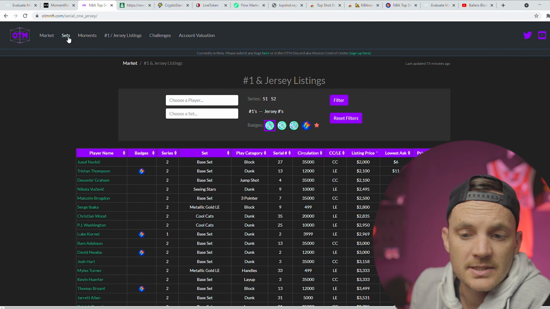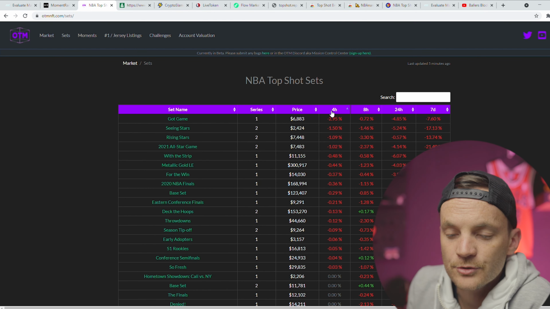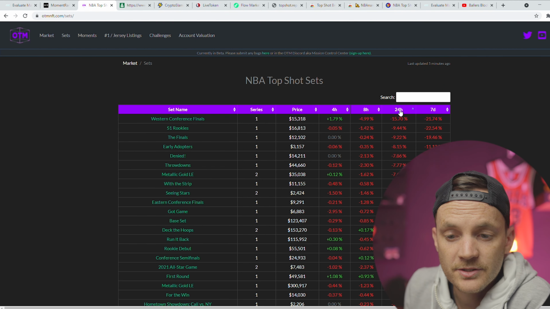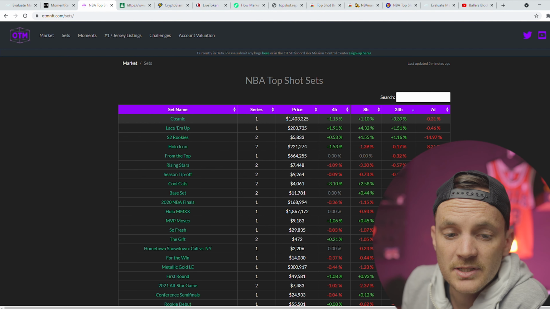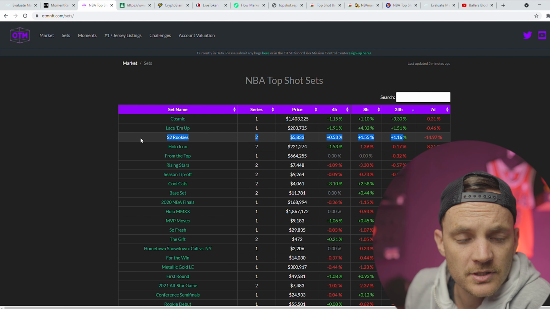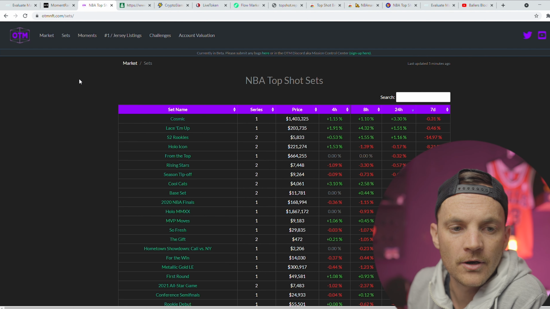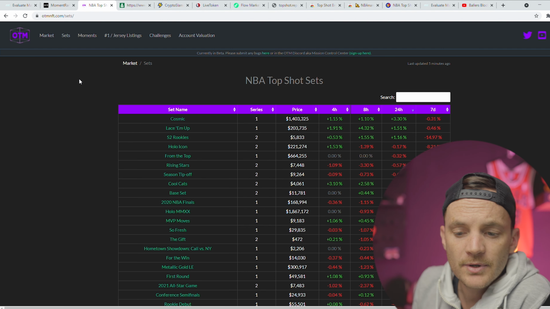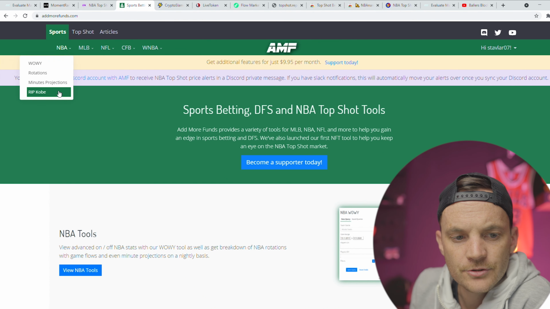And you can look at the sets as well and sort by, let's go the last 24 hours. So the Western Conference Finalists have taken a big hit in the last 24 hours, whereas the Cosmics have taken a boost, and so on. S2 rookies is a nice little category to have there as well, if you're tracking rookies and things like that. So there's lots of really good analytical tools here on Own the Moment, NFT.com. Really cool. Another one is Add More Funds. I never really got into it too much.